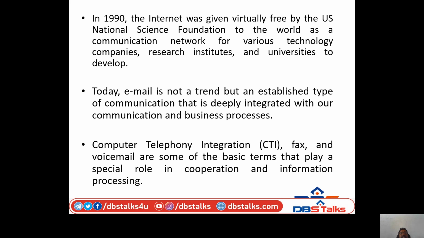Today, email is not a trend but an established type of communication that is deeply integrated with our communication and business process. Computer technology integration, computer telephony integration, fax and voicemail are some of the basic terms that play a special role in cooperation and information processing.